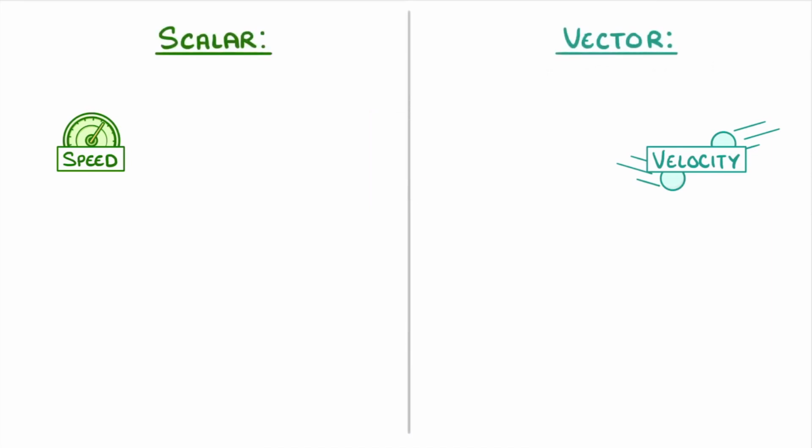In today's video, we're going to look at the terms speed and velocity, and see how we can calculate each of them. As we saw in a previous video, quantities can be of two types: scalar or vector. Scalar quantities only have a magnitude, which is the size or extent of something, whereas vector quantities have both a magnitude and a direction.